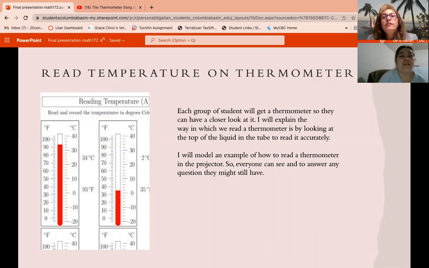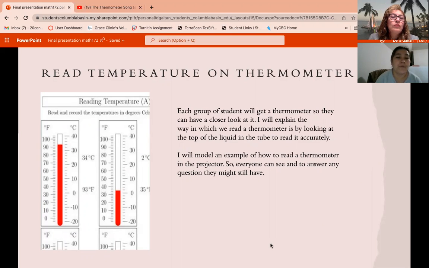Wow. So right now you guys are going to get a thermometer so you can get a closer look at what's inside the little tube, and be careful not to drop it because it can break. And then I will explain the way in which we read a thermometer is by looking at the top of the liquid, like over here where I'm showing, the top of the liquid in the tube, to read it accurately.